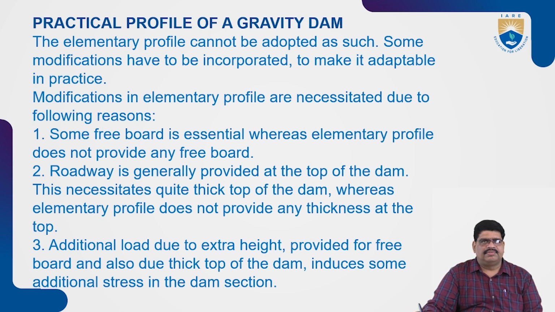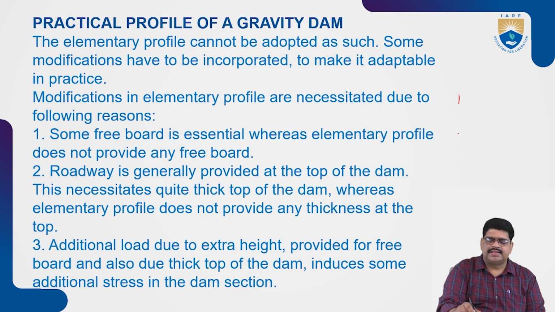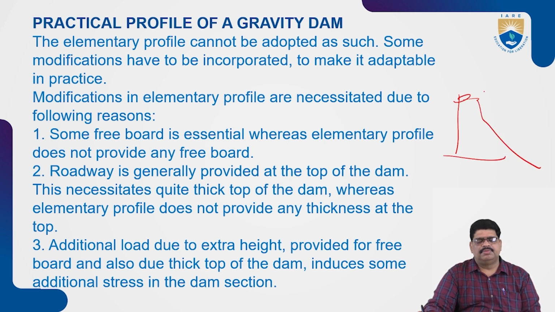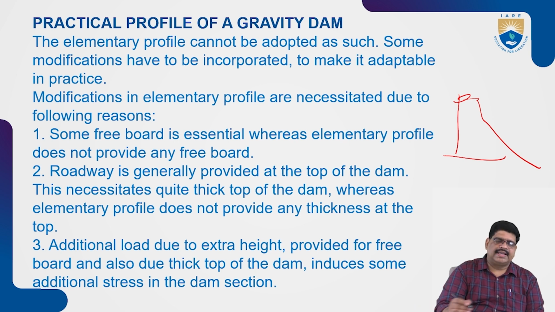In the practical profile, the elementary profile of the dam is to be adapted with some modifications. The difference between the elementary profile and practical profile is that the top width in the elementary profile is taken as 0. Here the top width is provided at the top for the road of the construction. So that is the practical profile which can be practically used. That's why some freeboard is essentially provided, whereas the elementary profile has not provided any freeboard. The roadway can be generally provided.